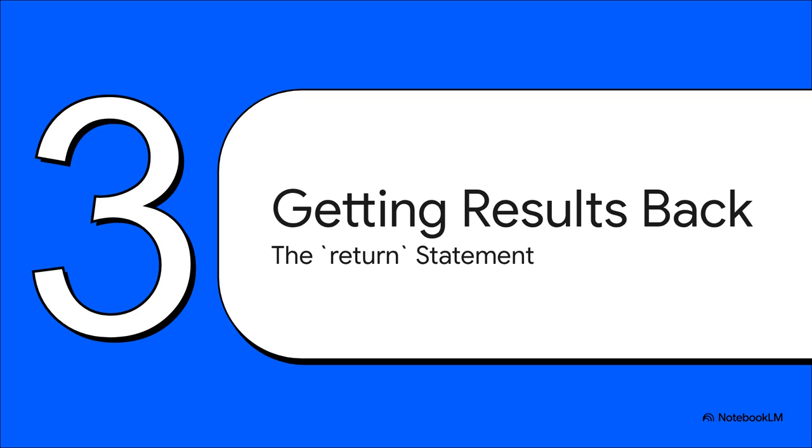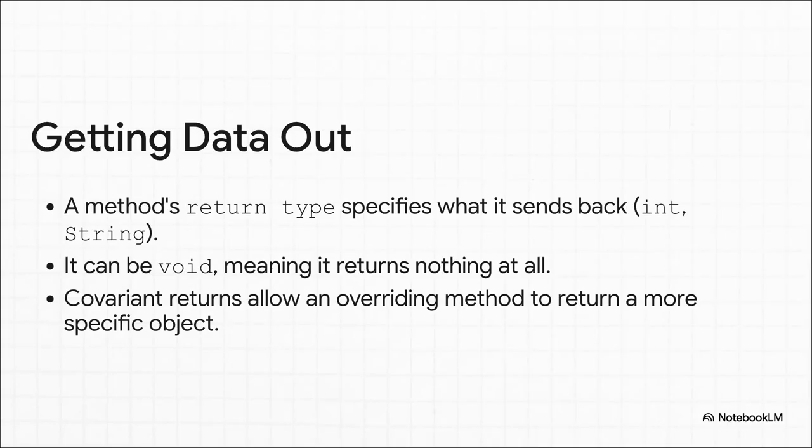Okay, so we've successfully passed data into our methods. But methods do work for us. How do we get the results of that work back out? Well, that's the whole job of the return type. A method can send back a simple int or double. It can send back a complex object, like a string, or a custom player object. Or, like we saw before, it can have a return type of void, which is basically a promise that it isn't sending anything back at all. And for you advanced folks, there's a cool trick called covariant returns, which lets a method promise to return a more specific kind of object than its parent did, which is pretty slick.